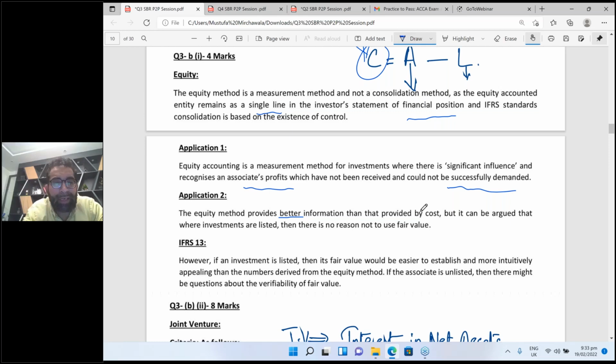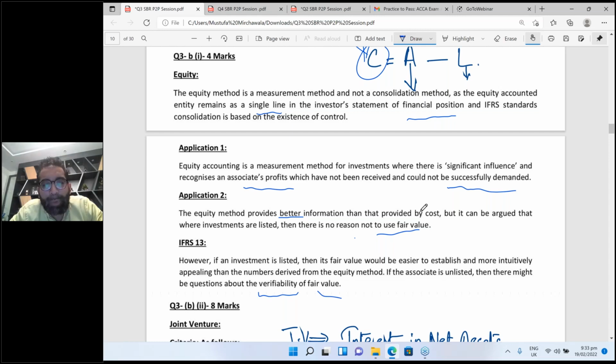But it can be argued that where investments are listed, then there is no reason not to use fair value. Yes, when it is a listed investment, then fair value is excellent because fair value gives you the real picture. If an investment is listed, then its fair value would be easier to establish and more appealing than the numbers derived from the equity method. If the associate is unlisted, then there might be questions about the verifiability of fair value.